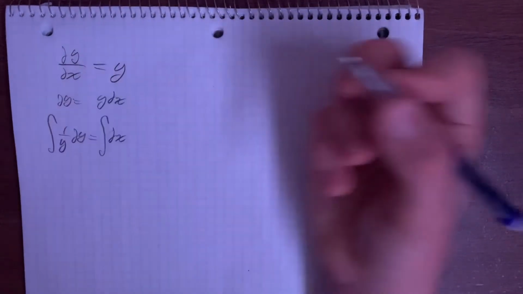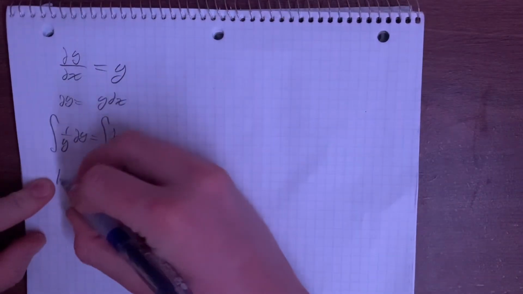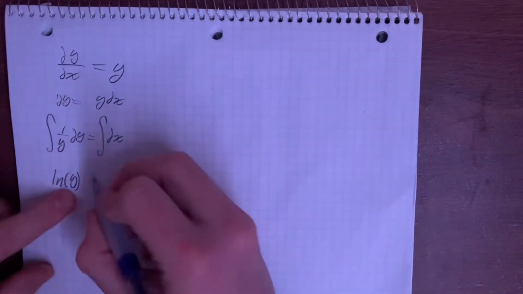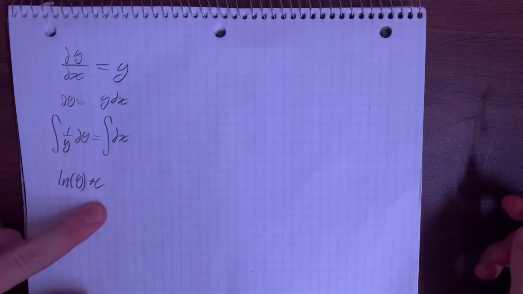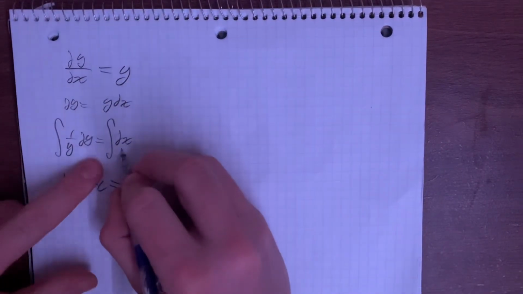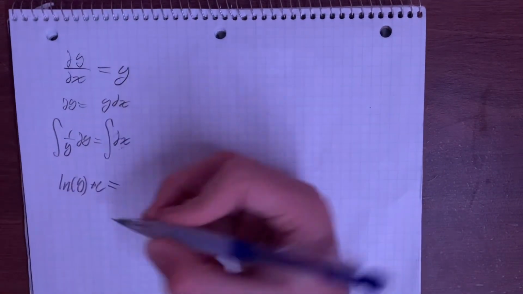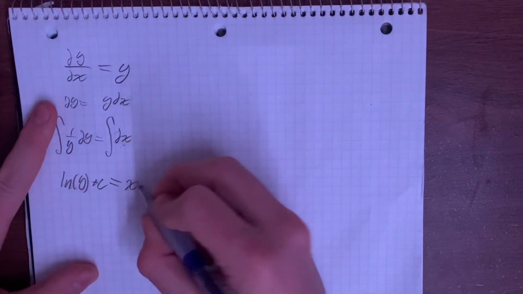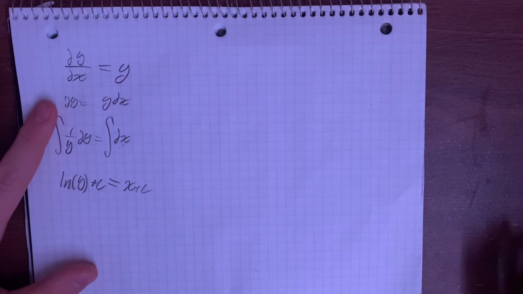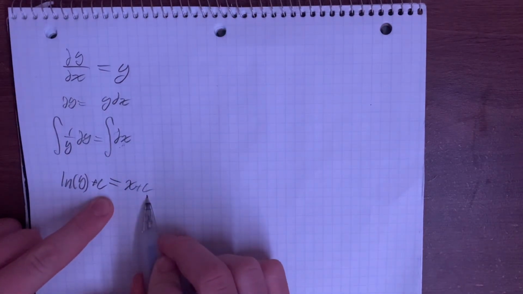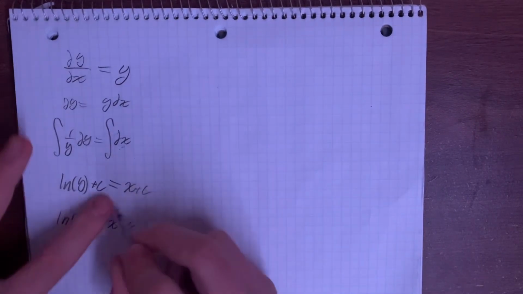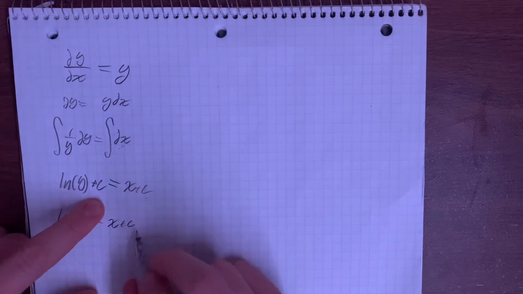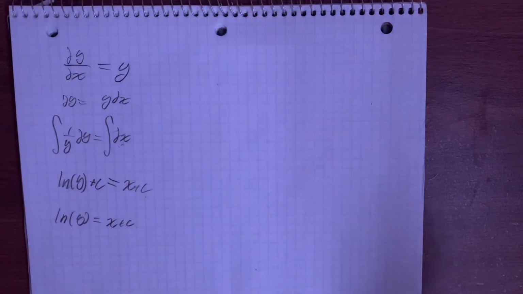So we get, and what's the antiderivative of 1/y? That's just ln y, of course, plus c, because the derivative of that constant is going to go down to 0, and that's equal to the antiderivative of 1, which is just x, with respect to x, plus c. And of course, these are just arbitrary constants. So we can just write this as ln y equals x plus c. Of course, we can write this as c1, c2, c3, but I don't see a point in it because we know that it is just an arbitrary constant.